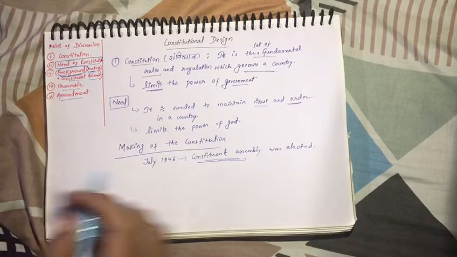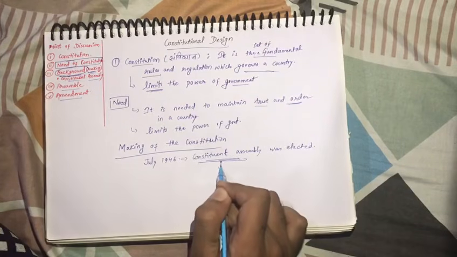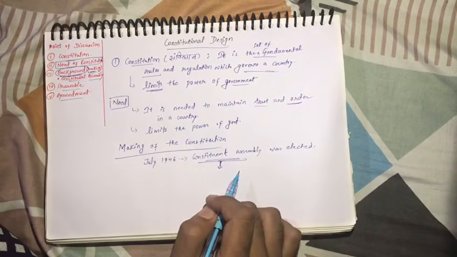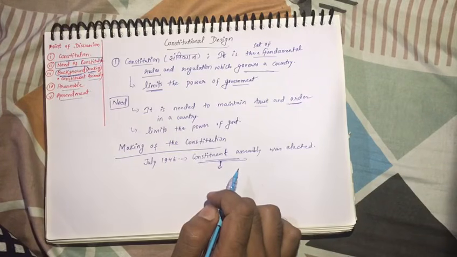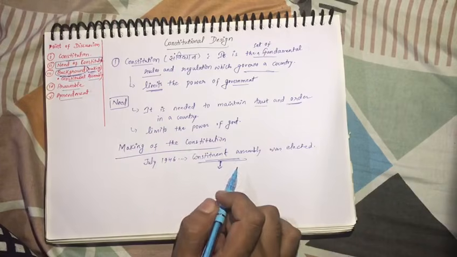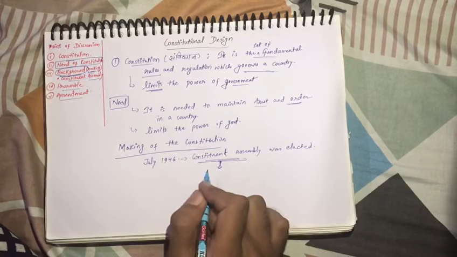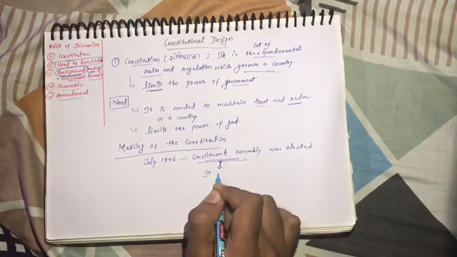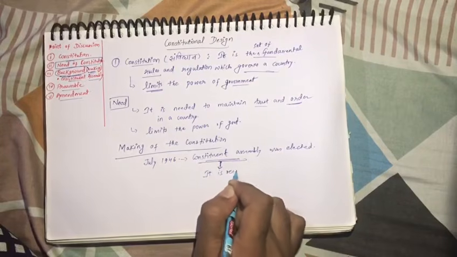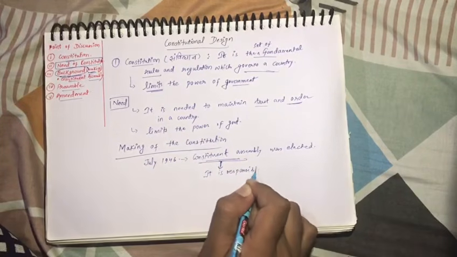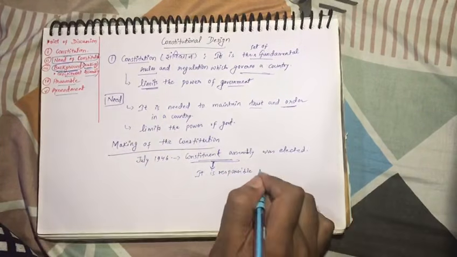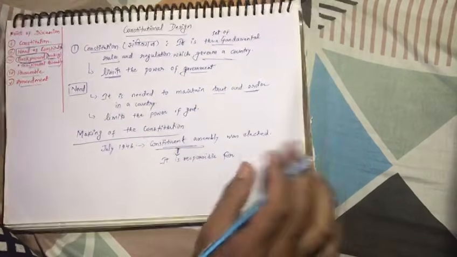Like right now we have Parliament which makes the law and which governs the country in India. That time it was the Constituent Assembly. So it is responsible for making the constitution.